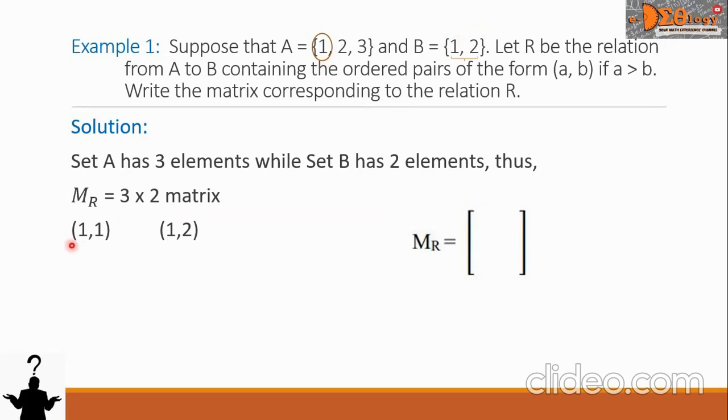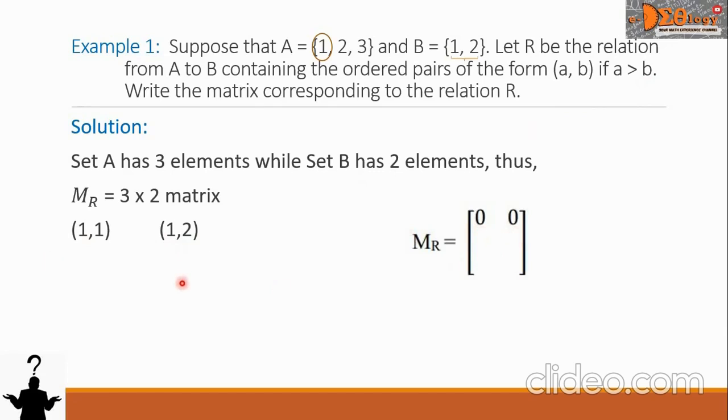So we have here (1, 1) and (1, 2). With respect to the condition that a must be greater than b, for the (1, 1), we see that 1 is equal to 1, so here we write 0. For the (1, 2), 1 is less than 2, so we write here 0.